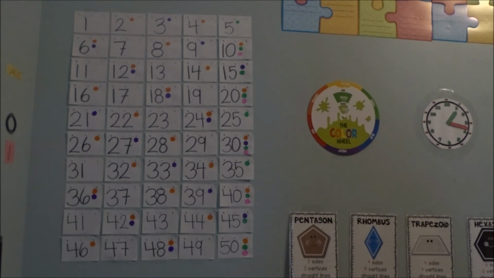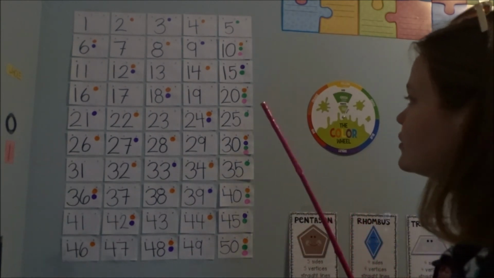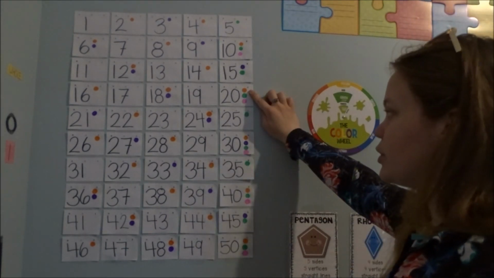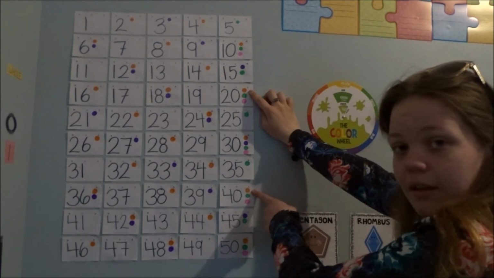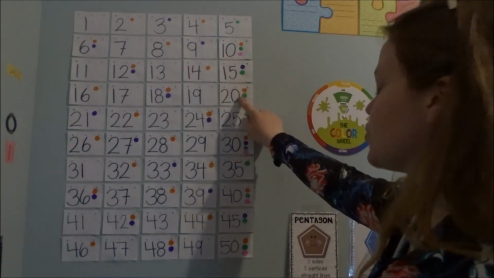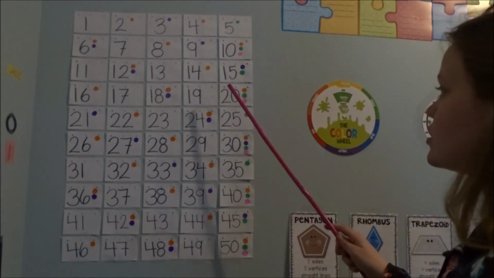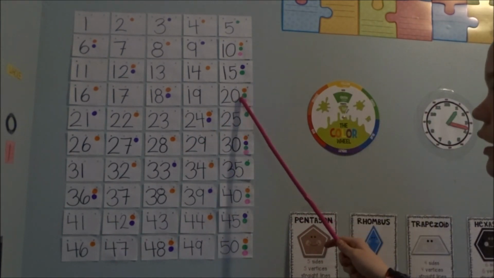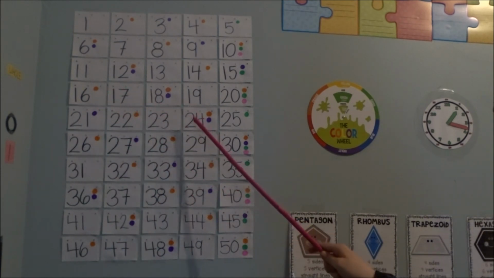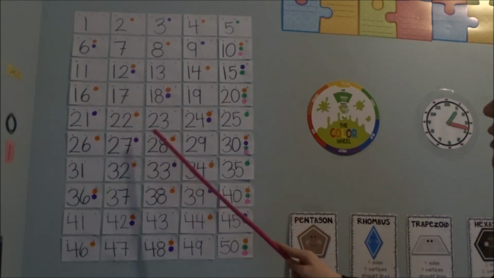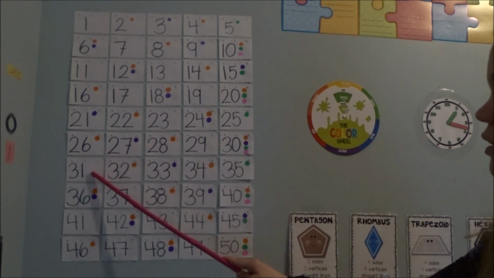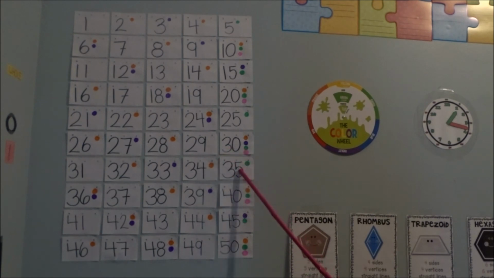Now, I don't have them marked on here, but you could do it with $20 bills too. All you would have to do is on your hundreds chart or when you're counting, just add $20 plus $20 equals $40. Or you could go to 20, and if you have two $20 bills, you could just count another 20. So 20, 21, 22, 23, 24, 25, 26, 27, 28, 29, 30, 31, 32, 33, 34, 35, 36, 37, 38, 39, 40.